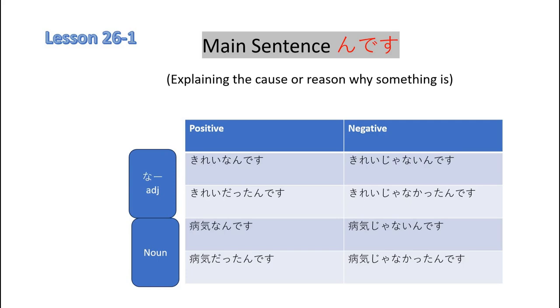So in this way, we can form the n desu pattern with verbs, adjectives, na adjectives and nouns. The key point is for na adjectives and nouns, remember to put na after the na adjective and noun when we are talking about present, present positive and present negative.